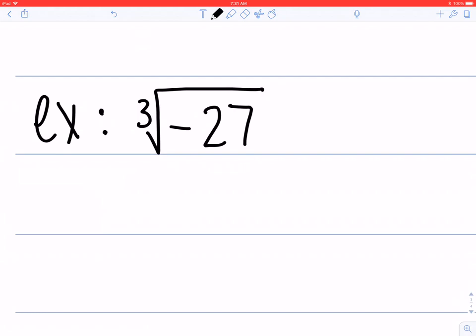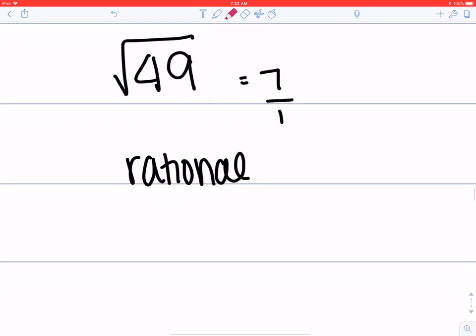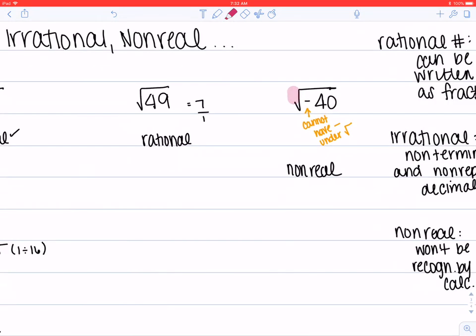Alright, so my second example, my last example, says the cubed root of negative 27. So the reason I know it's a cubed root is because I've got a 3 there. So that tells me it's not a square root, it's a cubed root. So I'm looking for what number cubed gives me negative 27. Now think back up here where we had these non-real things. And I said that you cannot have a negative under a square root.